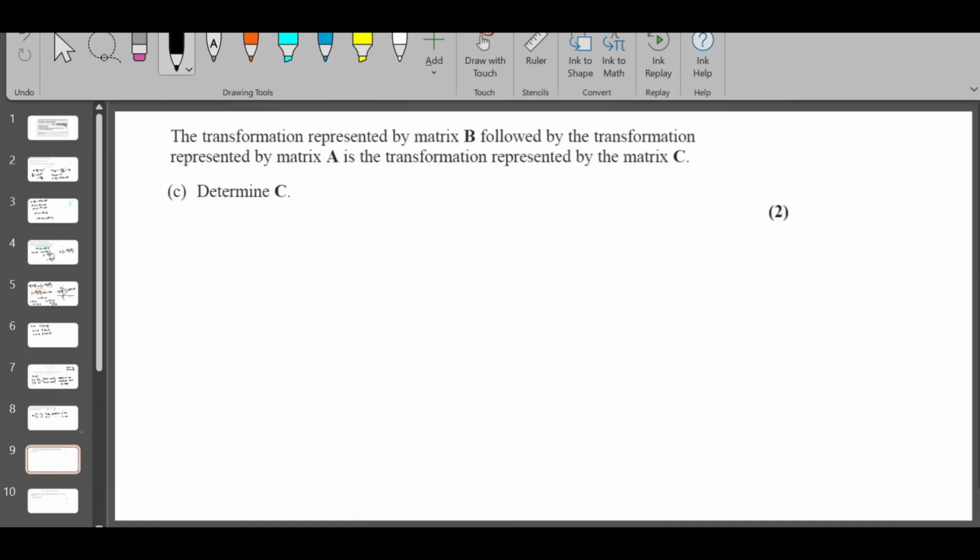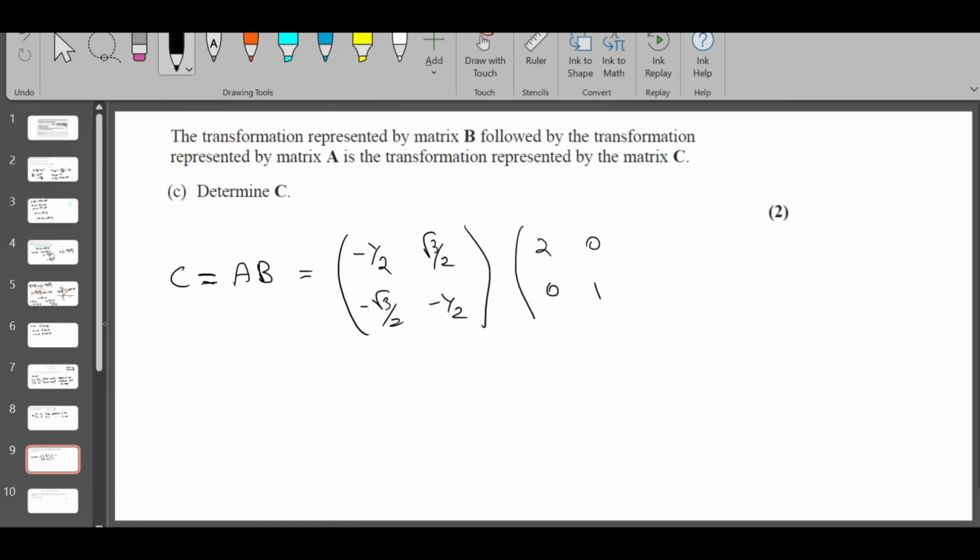A transformation represented by matrix B followed by the matrix A is the transformation represented by C. C is B followed by A, so it's basically AB. Don't write it as BA. So we know matrix A from the question. It's minus 1 over 2, minus 1 over 2, minus root 3 by 2, root 3 by 2. That's from part A. And from part B, B is 2 0 0 1.